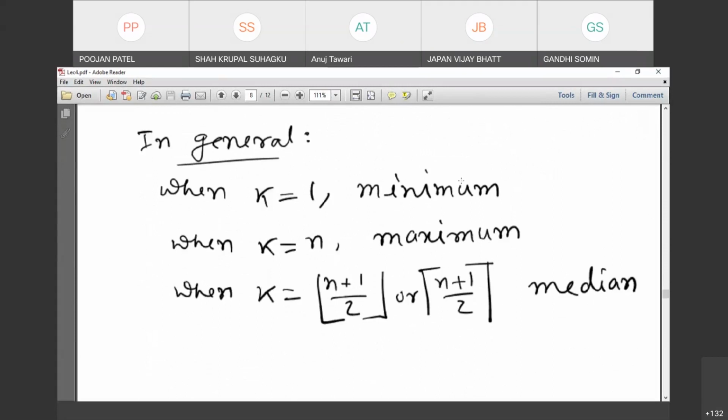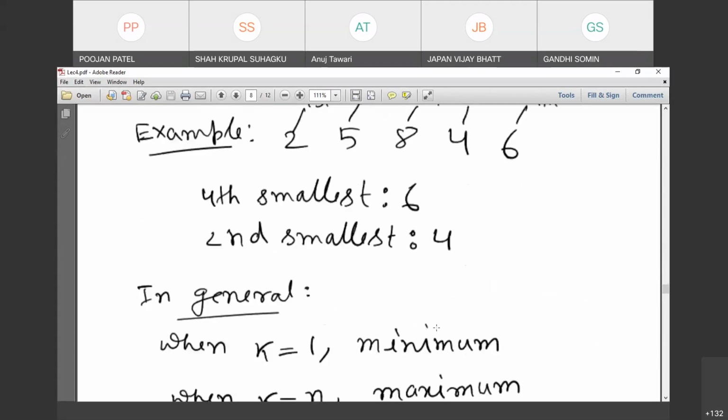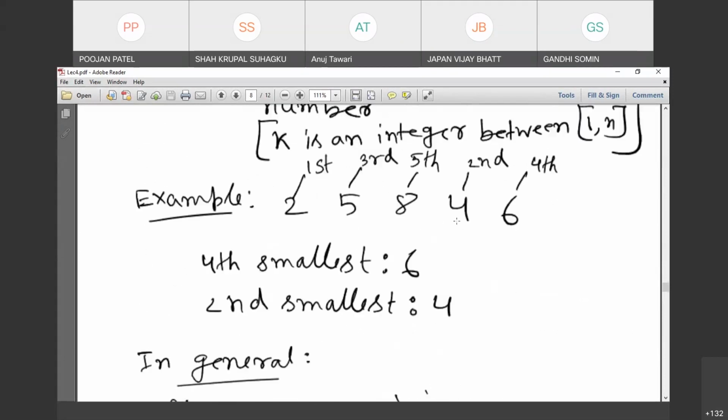So we saw how to compute the minimum, we saw how to compute the maximum. Now the question is median. It is the center element. So what property should this central element satisfy? That an equal number of numbers are less than this element and the same number is greater than this element.